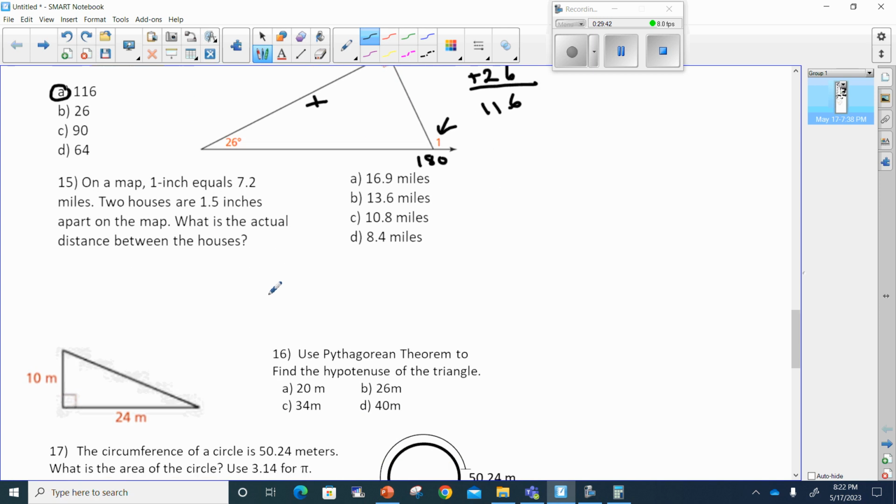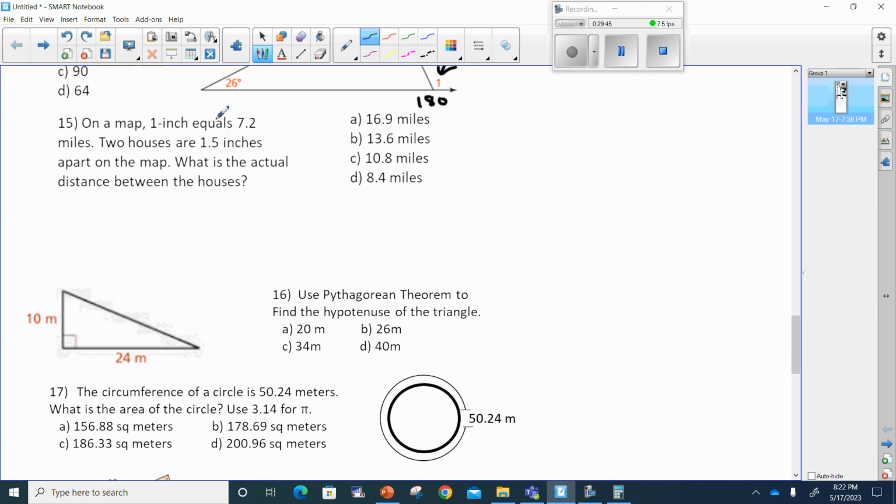All right, let's go to 15. It says on a map, 1 inch equals 7.2 miles. So we could say that 1 inch is equal to 7.2 miles. Two houses are 1.5 inches apart on the map. Okay, so we're just going to say there's a house here and a house here, right? And on this map they are 1.5 inches away. What is the actual distance?